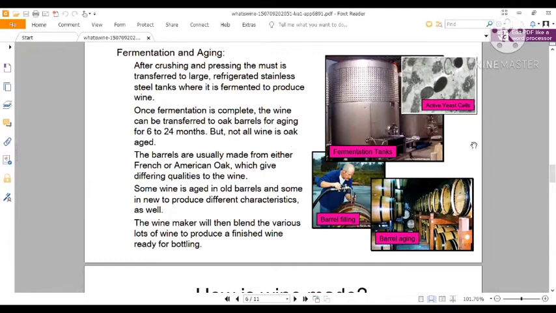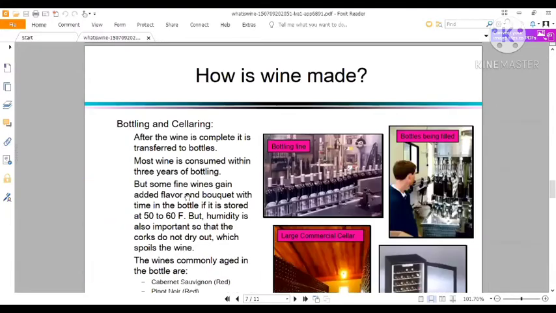As you can see in this picture, there are the fermentation tanks and the barrel fillings. So suppose we make a different wine in a different aging system, different barrels, we have the wine in different barrels. When we mix them together, that would be blending of the wine. That is called blending of the wine.